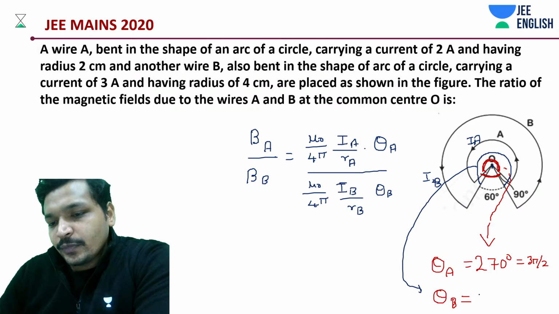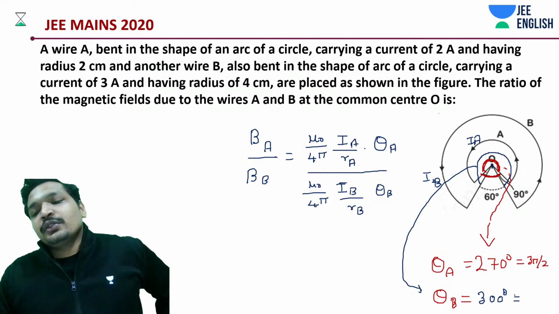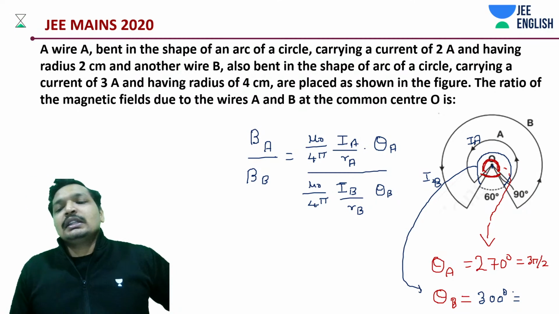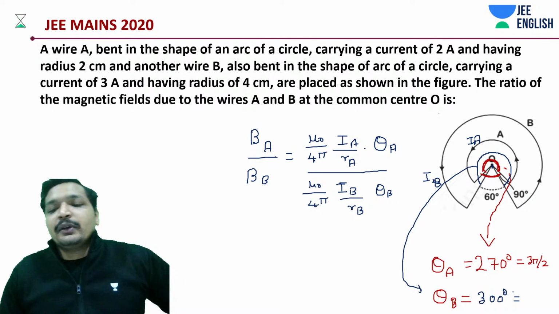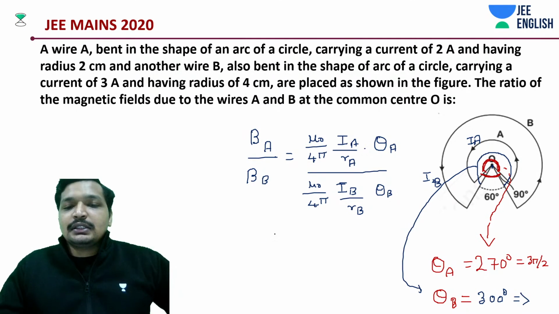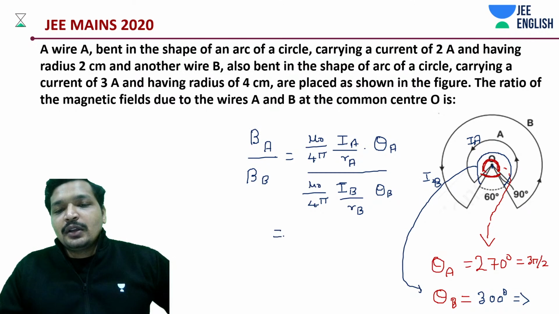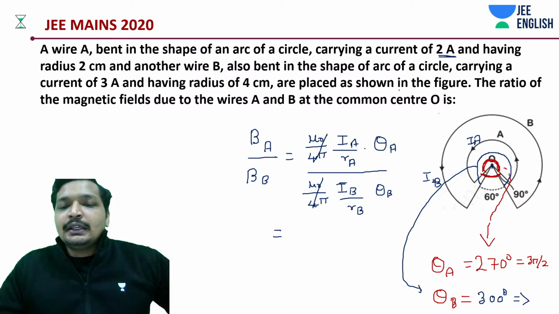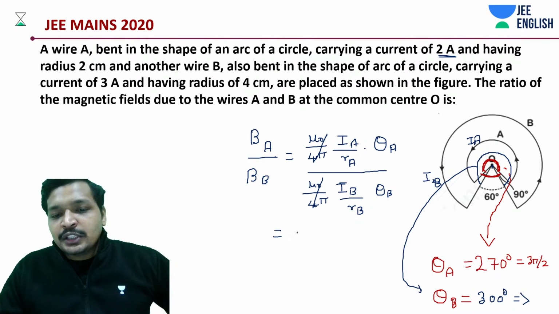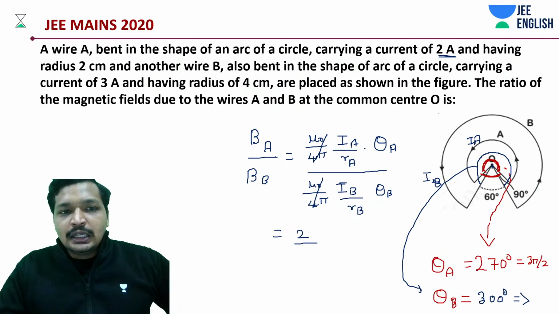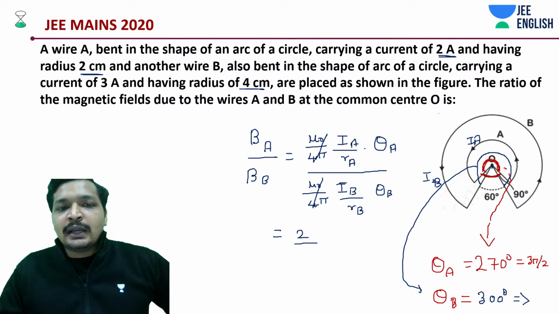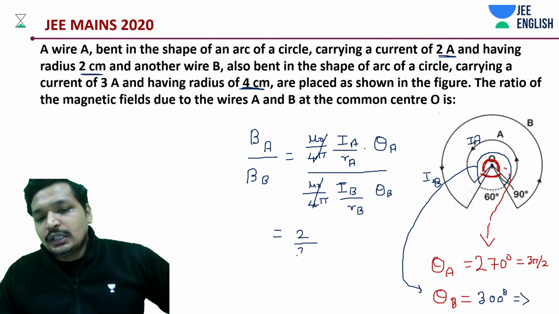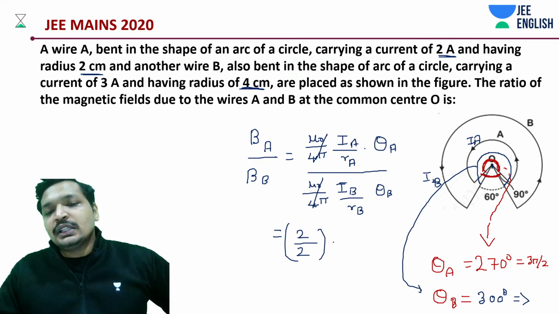Theta B is 300 degrees, and 300 degrees is going to be 300 divided by 360 times 2 pi, or 180 into 2 pi. I'm not going to calculate. Dive into the problem. Mu naught by 4 pi cancel. I in the A coil is how much? 2 amperes divided by radius. The radius is in centimeters, but I'm still taking it in centimeters because both of them have radius in centimeter. 2 centimeter divided by 2 centimeter.